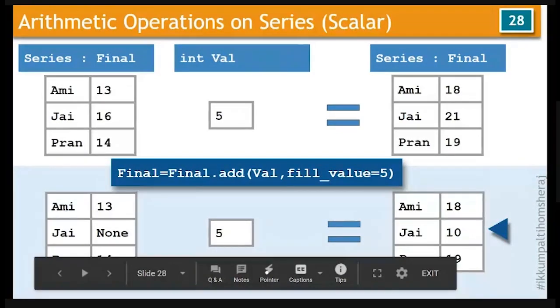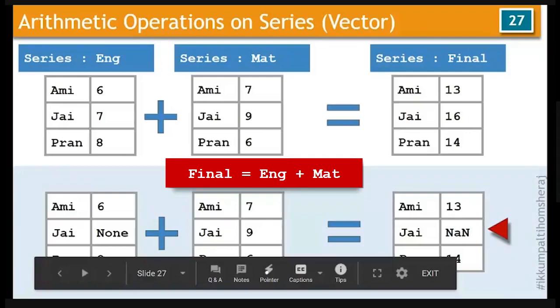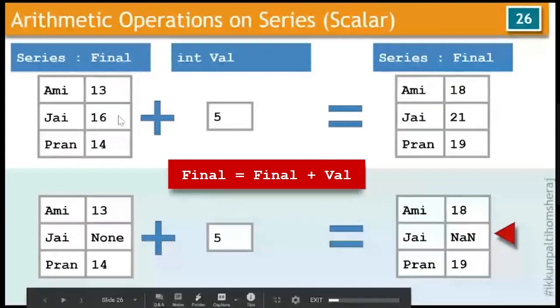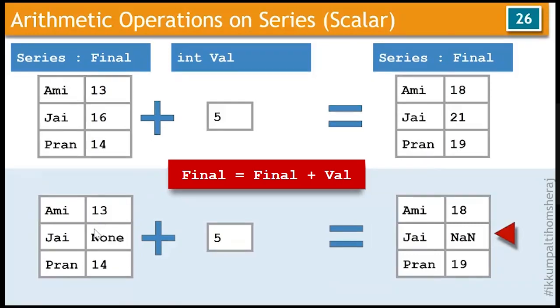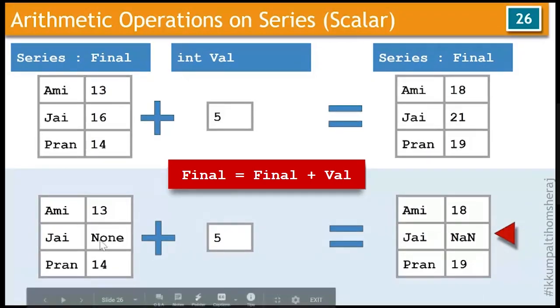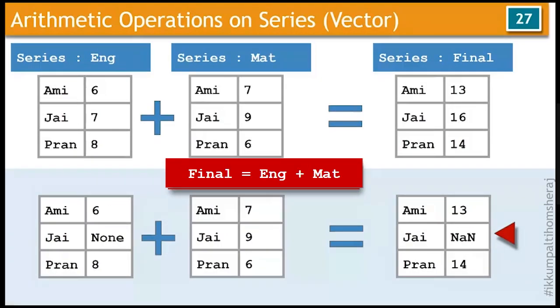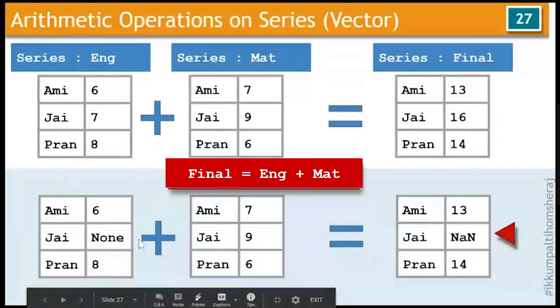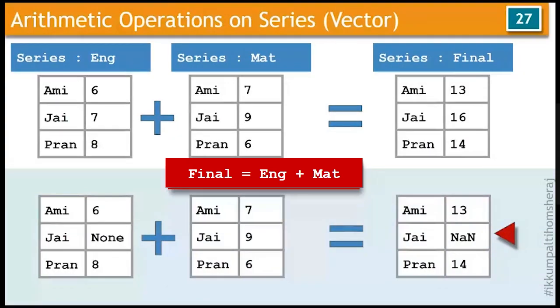Now, let's look at this example. First of all, let me show you the previous example. In this case, we are adding 13 plus 5, 16 plus 5, 14 plus 5, and the corresponding results come here. When it is None, you can see None plus 5 became not a number, right? In case of vector, the same kind of problem occurs. When we write None plus 9, it becomes not a number. Now, to take care of this problem, what do we need to do?